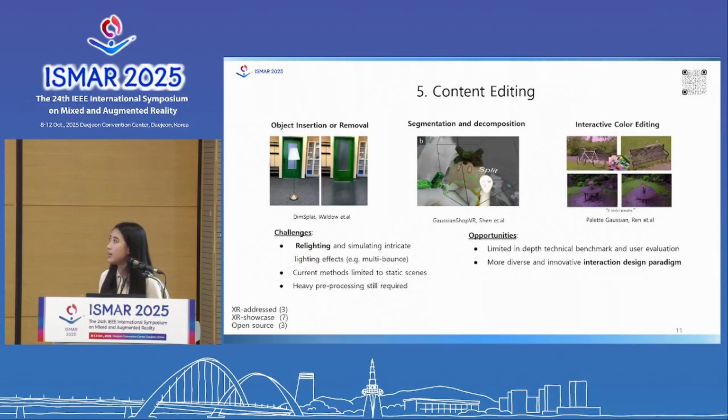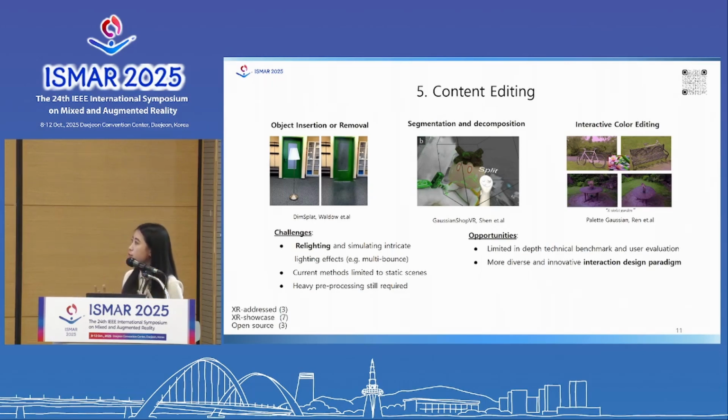Regarding content editing, which involves research on editing the model itself, adding to the model itself, or editing the scene, they currently work on object insertion, removal, segmentation, decomposition, and interactive color editing. Here, as introduced by the talks before, relighting and simulating these intricate lighting effects that can be realistically rendered with traditional path tracing or ray tracing remain an open question.